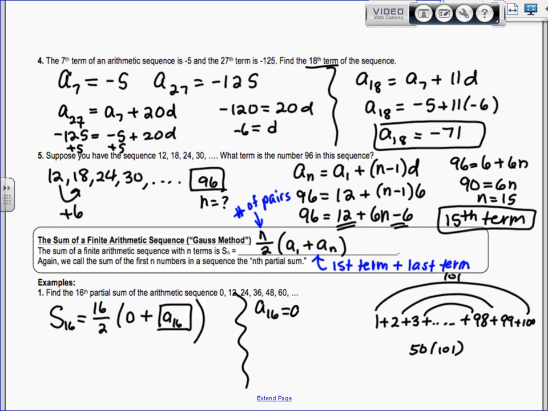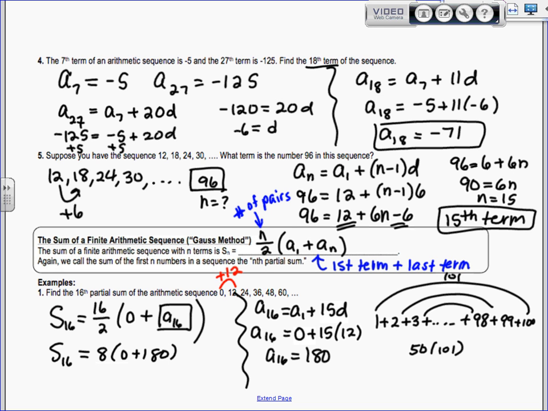So the 16th term is going to be a1 plus 15 common differences, just like what we were doing. So a1 is 0 plus 15. What's d? How much am I adding? 12. So I'm going to have 15 times 12. So I get 180. Is that right? So I'm going to have 16 over 2 is 8, and then I have 0 plus 180. So the sum of those 16 terms is 8 times 180, which is 1440.